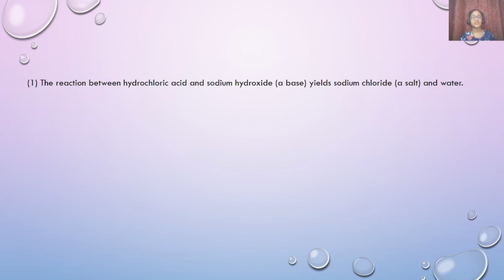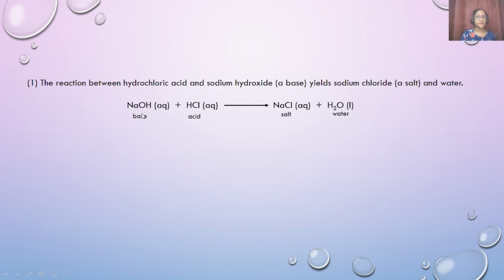Here is the first example of neutralization reaction. The reaction between hydrochloric acid and sodium hydroxide yields sodium chloride and water. Here, sodium hydroxide, which is base, and hydrochloric acid, which is an acid, have combined and formed sodium chloride, a salt, and water.